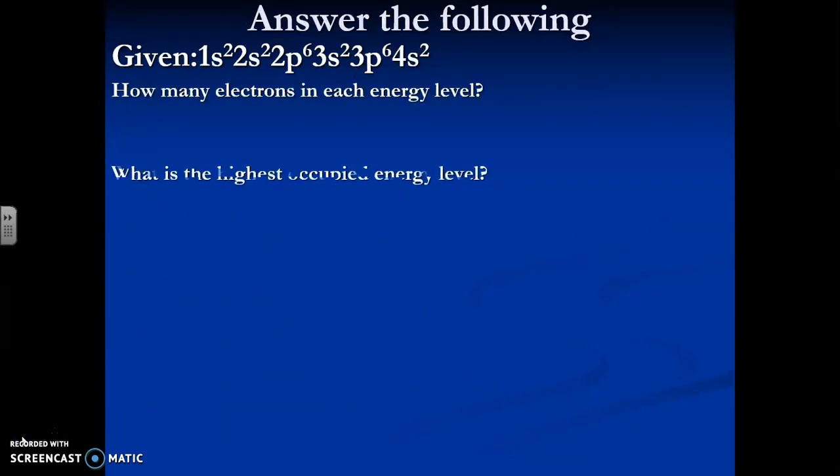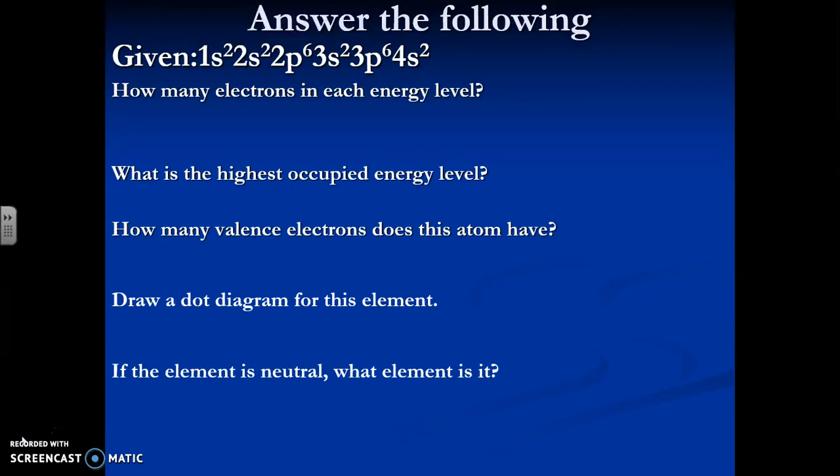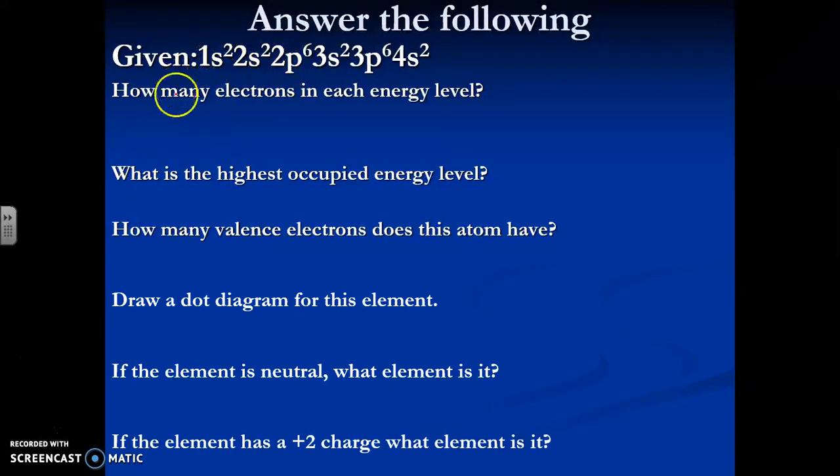Alright, we're now going to look at a little bit longer electron configuration. Again, it says how many electrons are in each energy level. We're going to look at the first energy level, and we're going to circle any sublevel that has a 1 in front of it. This is the only one that has a 1 in front of it, so in the first energy level, there are 2 electrons.